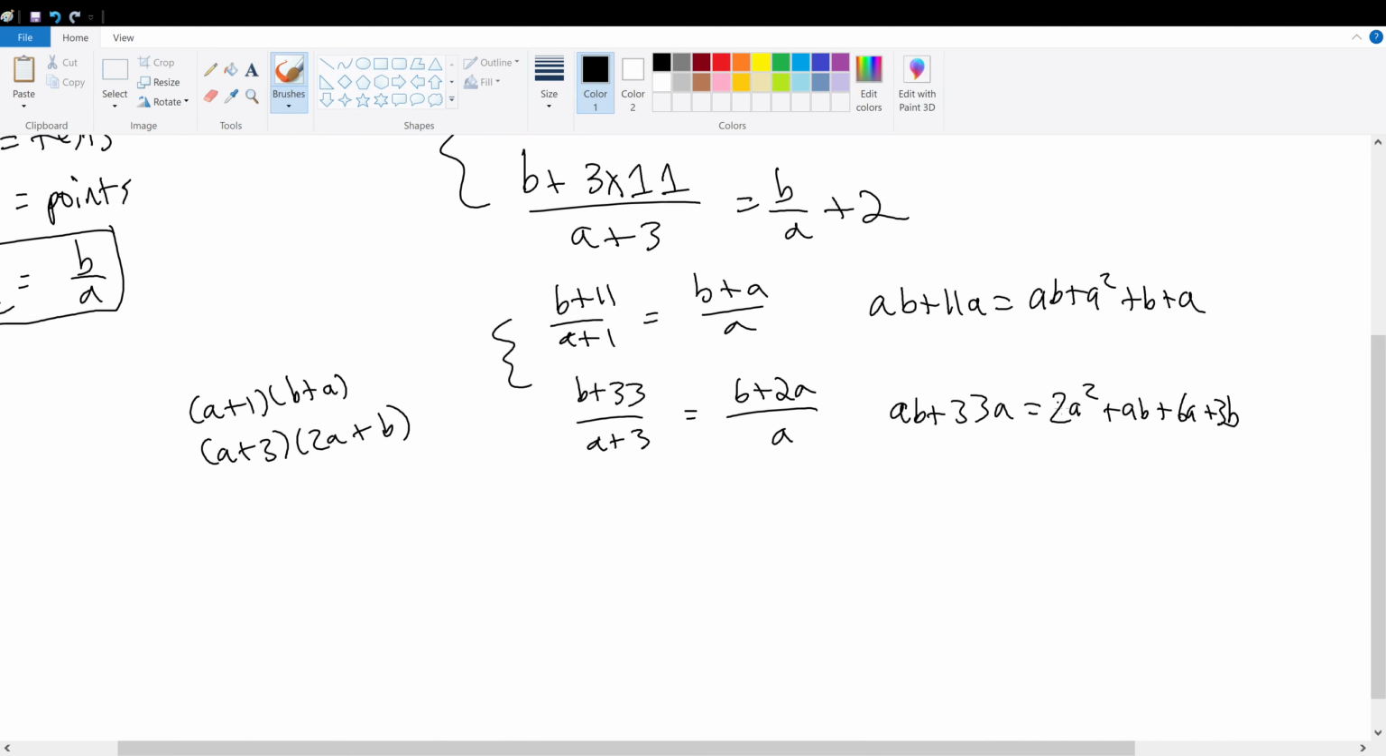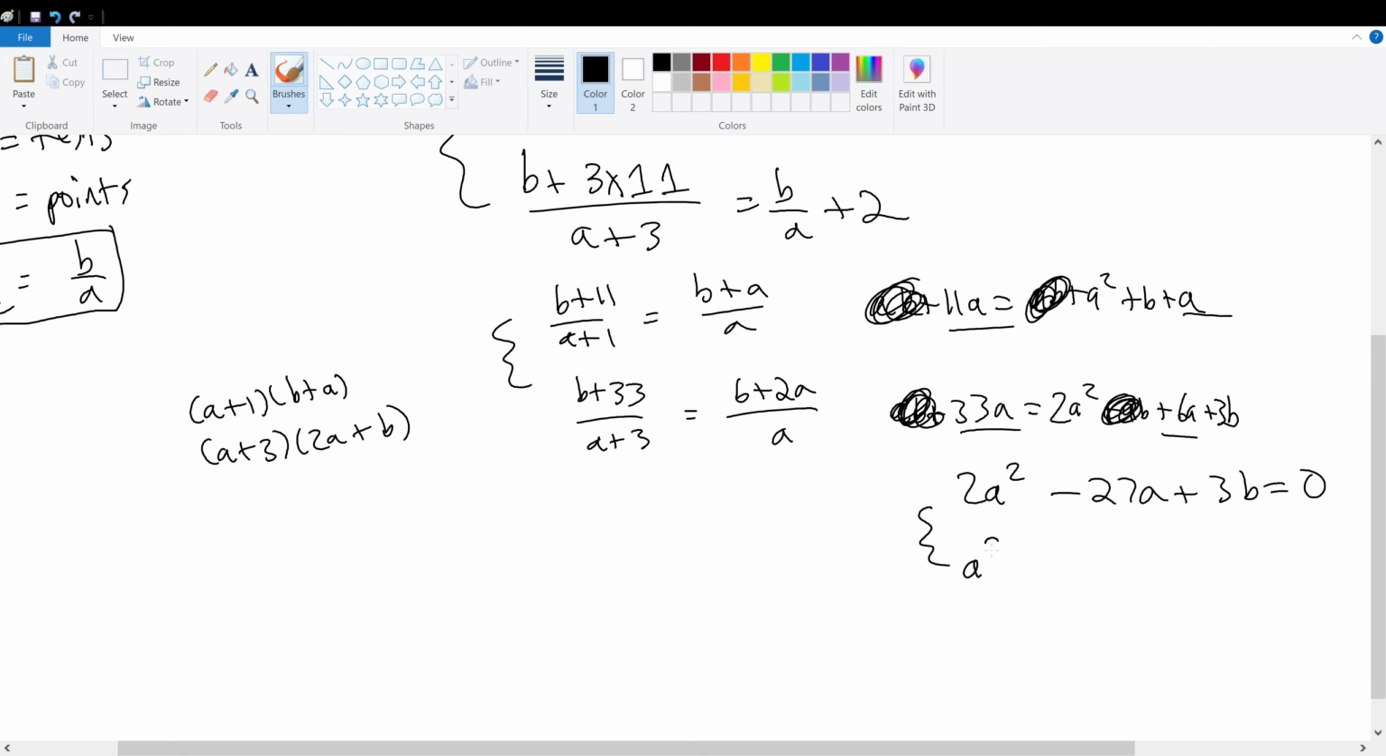Perfect. So now the AB here and the AB here cancel, and we're left with 2A squared, and the 33A can be combined to get minus 27A plus 3B equals 0. For the other one, the AB and AB cancel, and the 11A and the A combine to get A squared minus 10A plus B equals 0. Let's multiply everything by 3. Now that we can subtract, let's call this equation 2 and this equation 1. Let's do equation 2 minus equation 1 to get rid of the B.